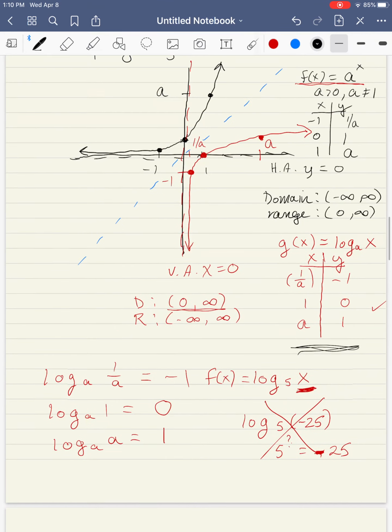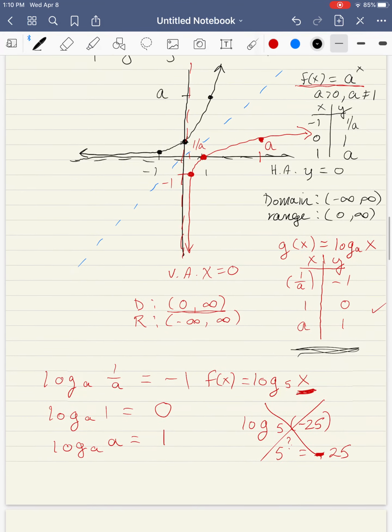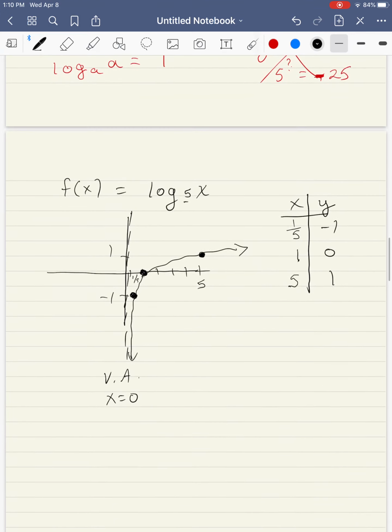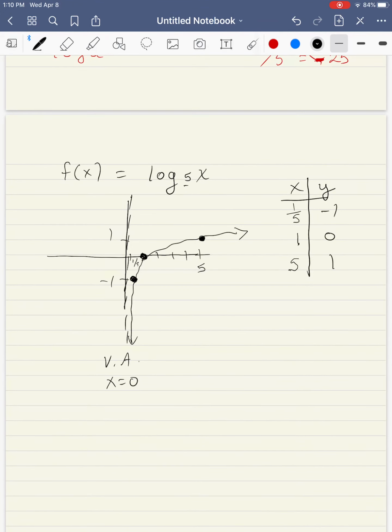In our next video, we're going to look at graphing the basic graphs and look at some examples of natural logarithms as well. And we're going to do some transformations.